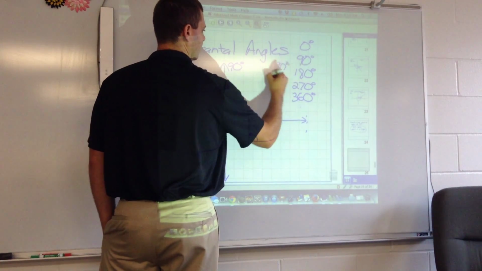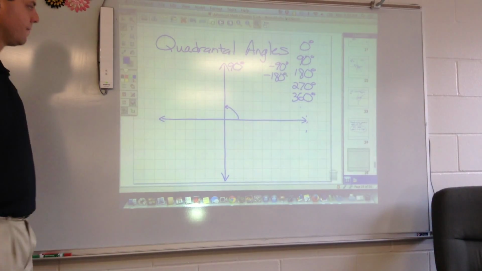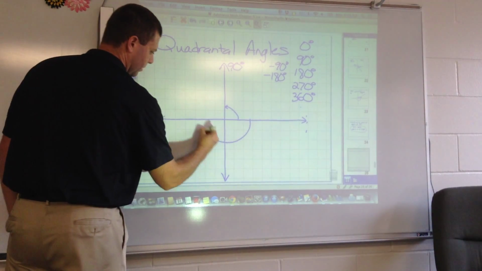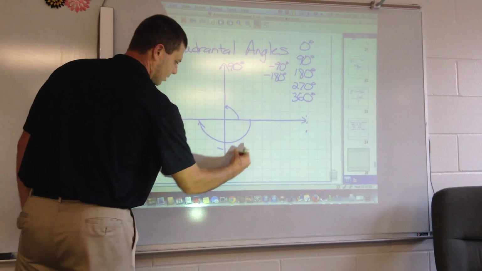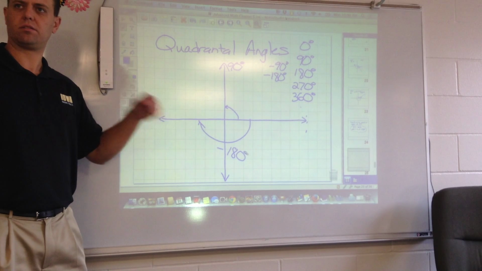Negative 90 degrees, negative 180 degrees. Okay? Negative 180 would be like this, guys. It's just going backwards. Negative 180 degrees.